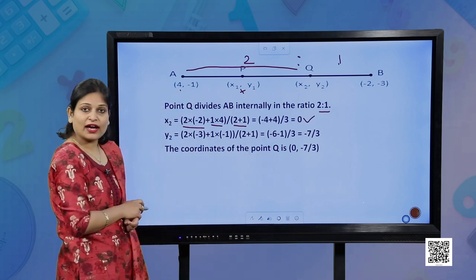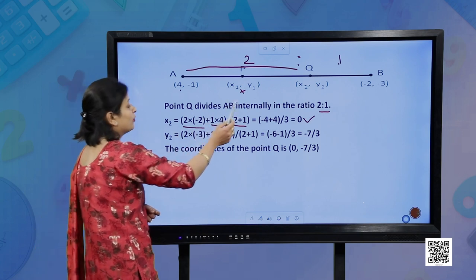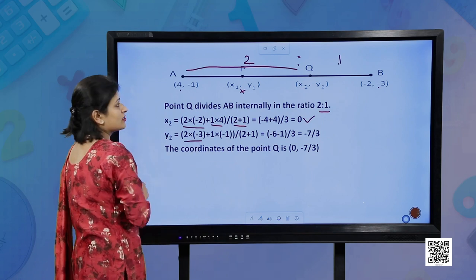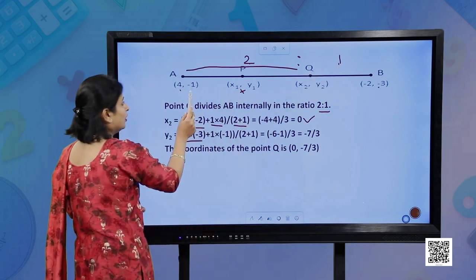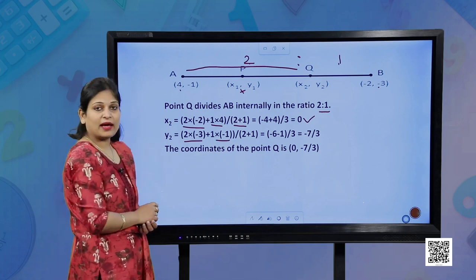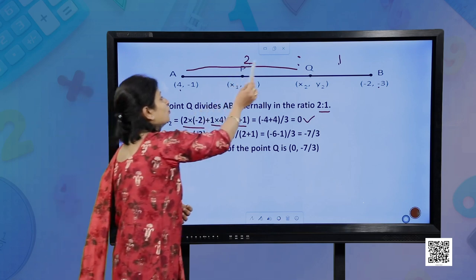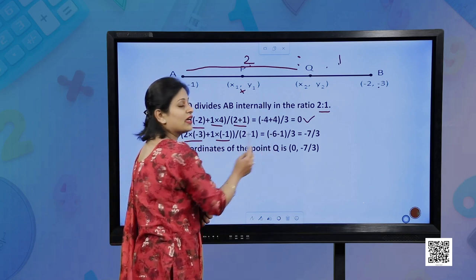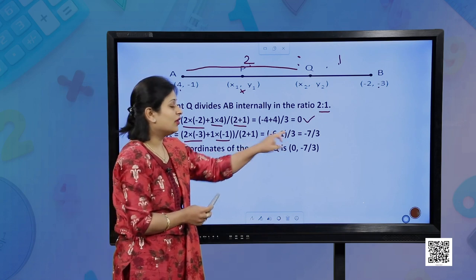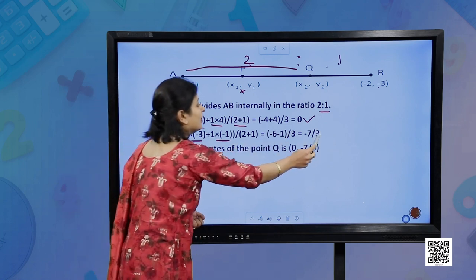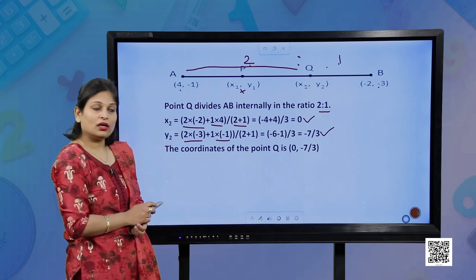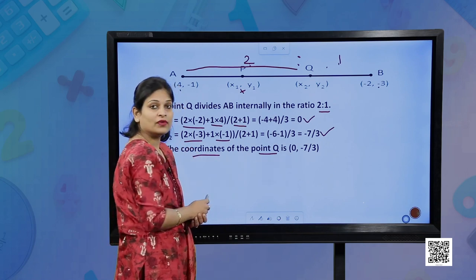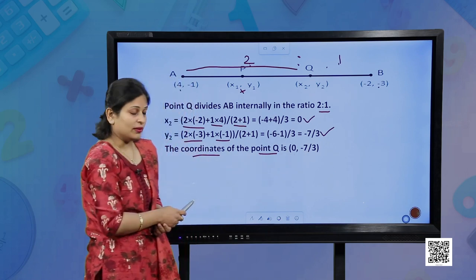For the value of y2, how will you calculate it? 2 into minus 3 plus 1 into minus 1 divided by the sum of the ratios, which is 2 plus 1. After solving, what will you get? Minus 6 minus 1 in the numerator and 3 in the denominator. So, you will get minus 7 by 3. So, the coordinates of the point Q will be 0, minus 7 by 3.